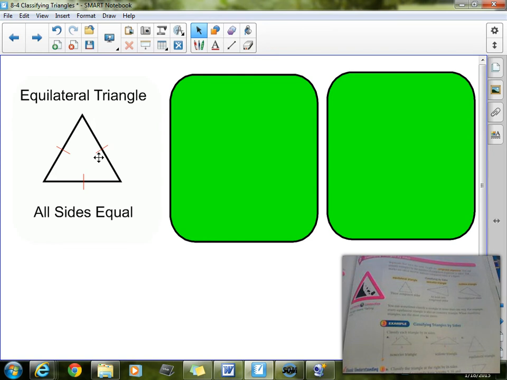These little lines right there simply mean it's the same. They mean they're congruent sides. So the fact that this, and then all three sides have that little line means all three sides are congruent, or they are the same.